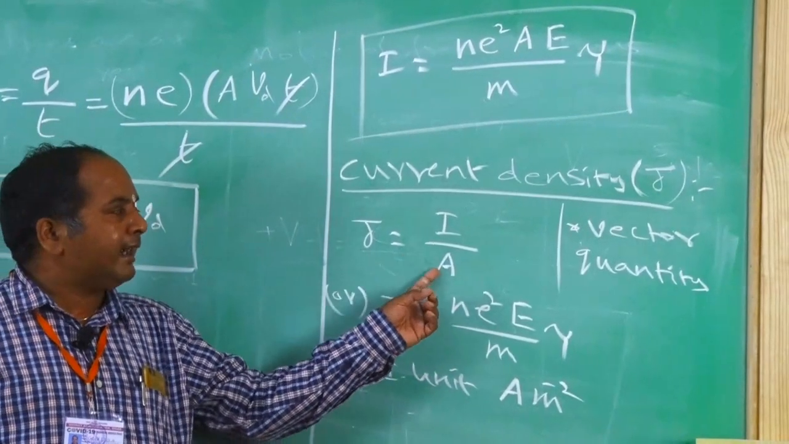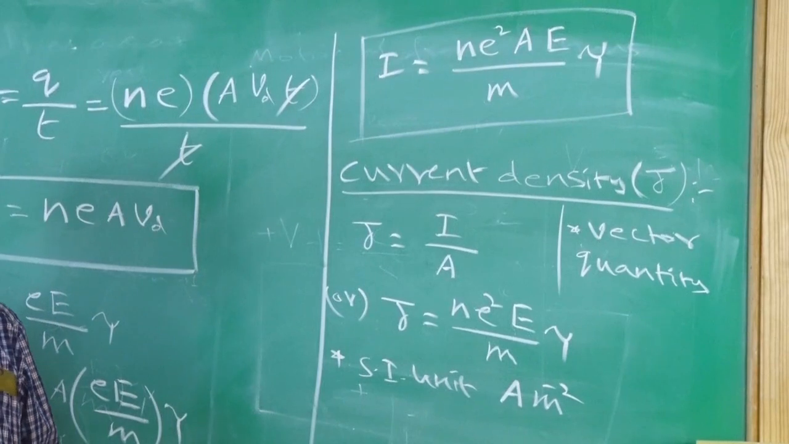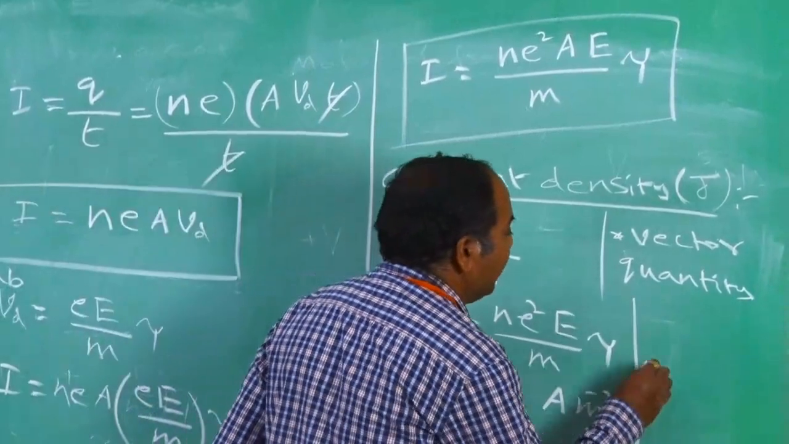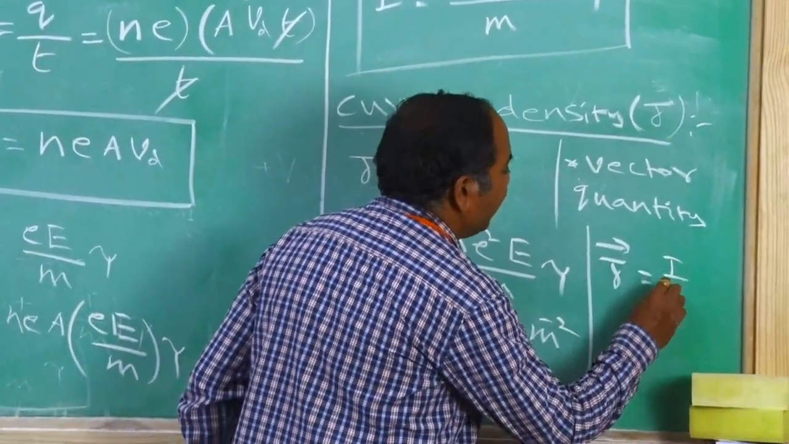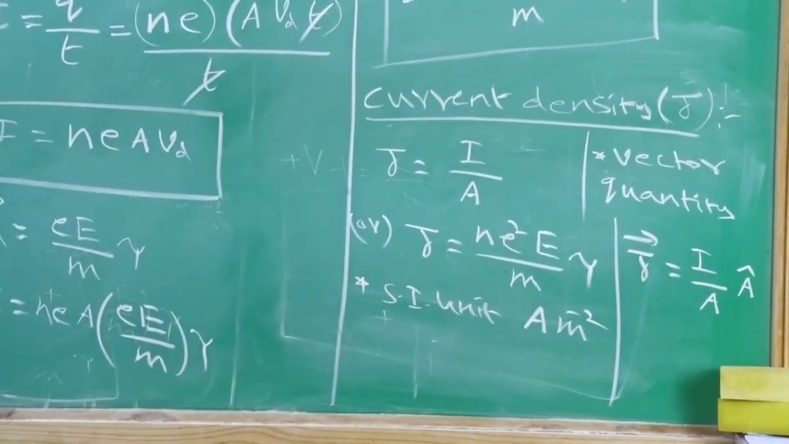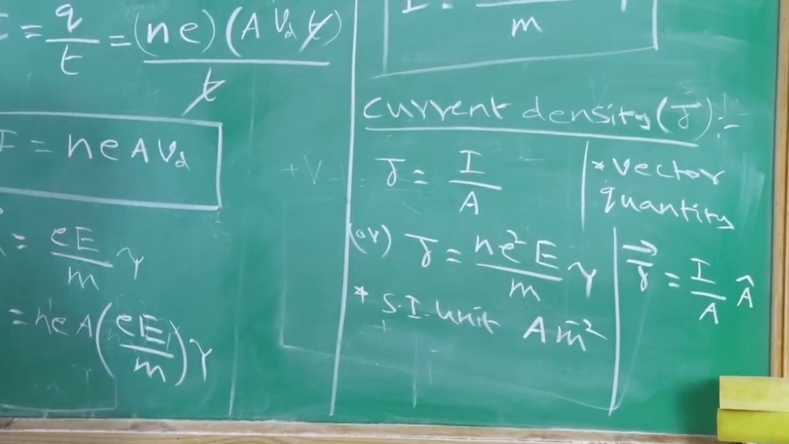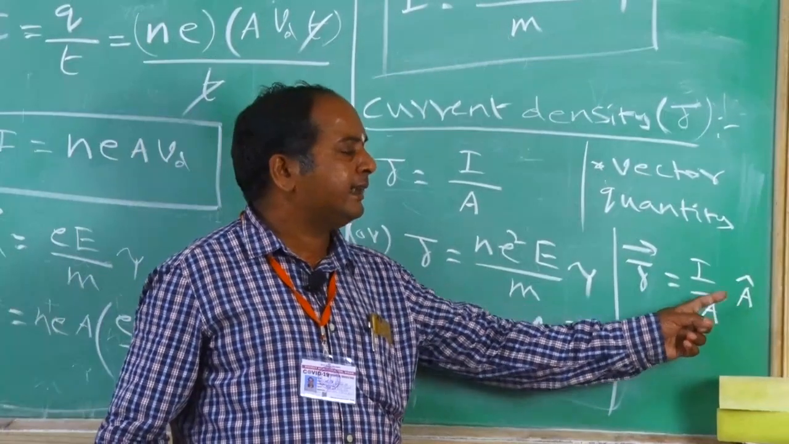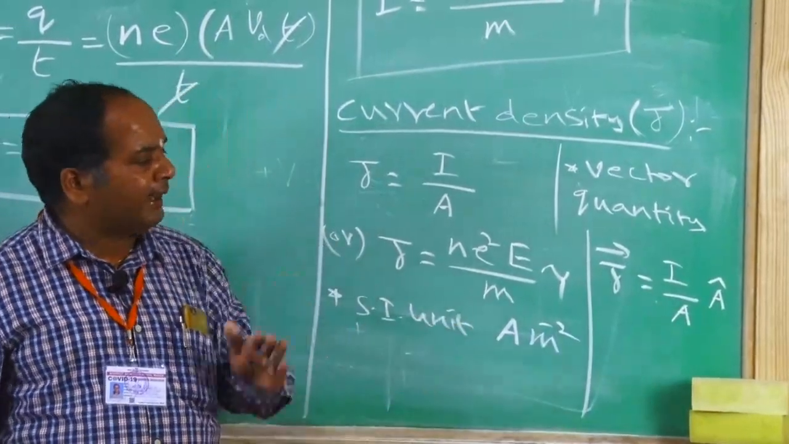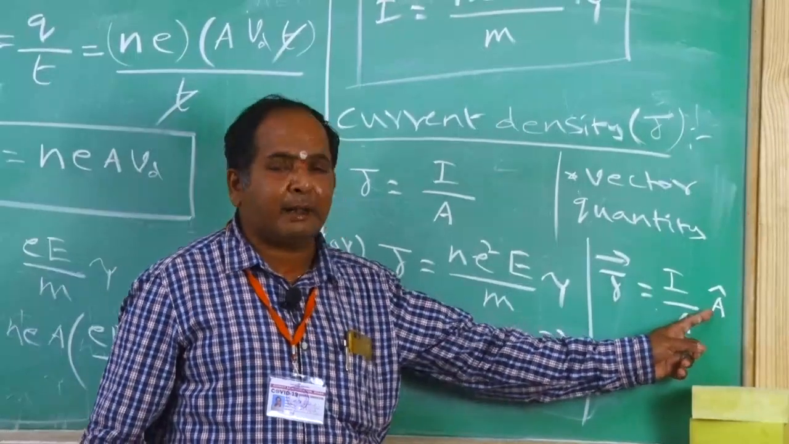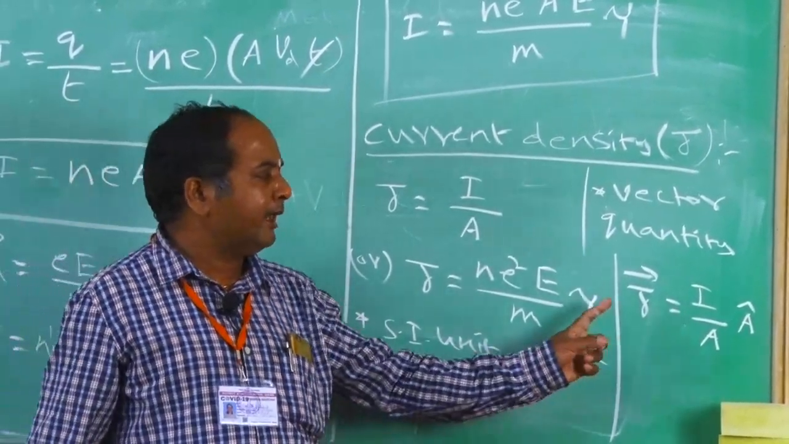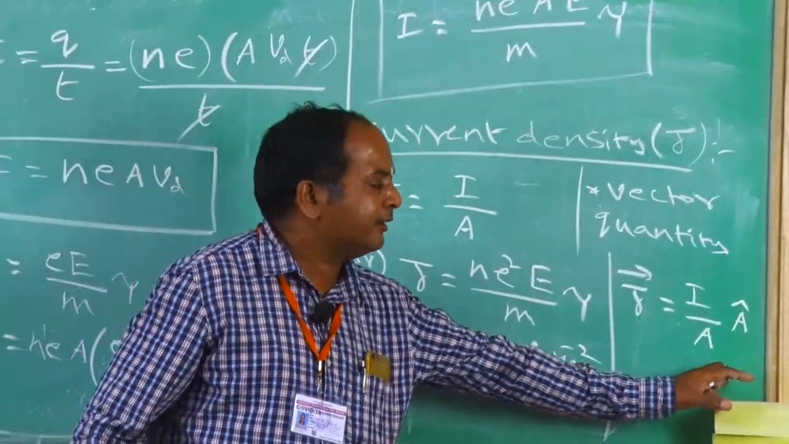That means if the orientation of the cross-sectional area changes, then the current density value also changes. So J bar is equal to I by A into A cap. Here A cap represents the corresponding area vector. Suppose the area is a plane, then A cap represents a unit vector in the direction normal to the xy plane. Like that we are able to write the current density.